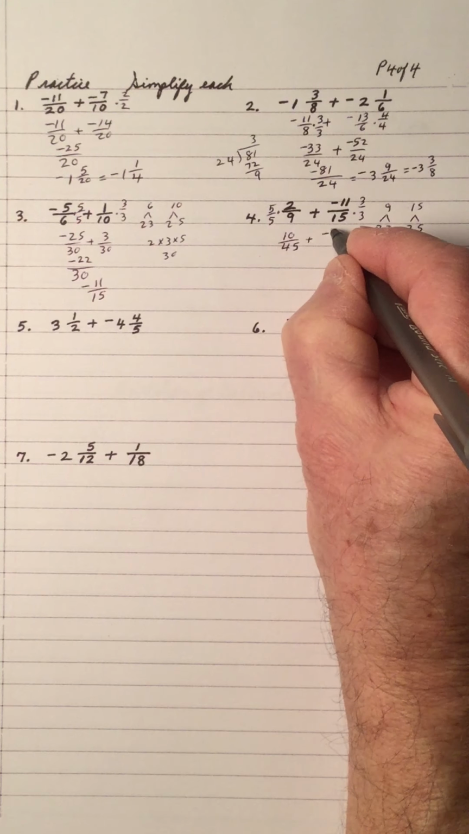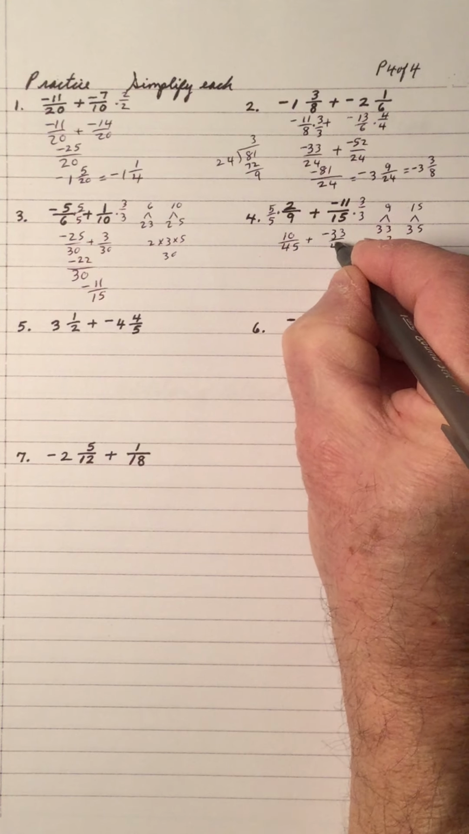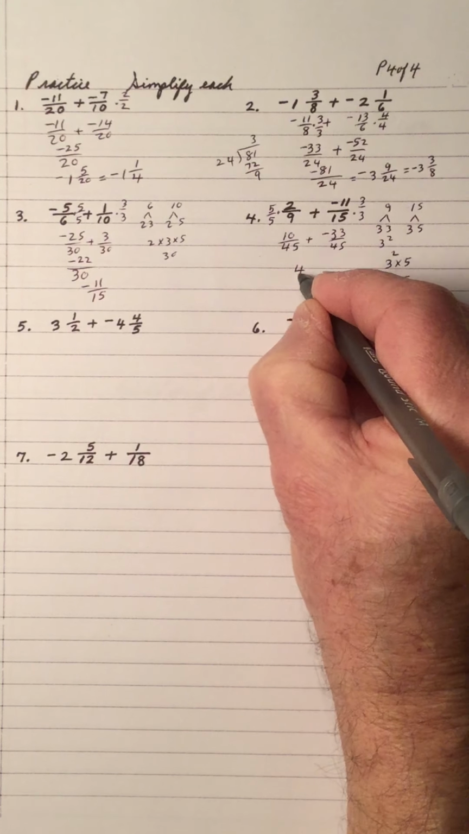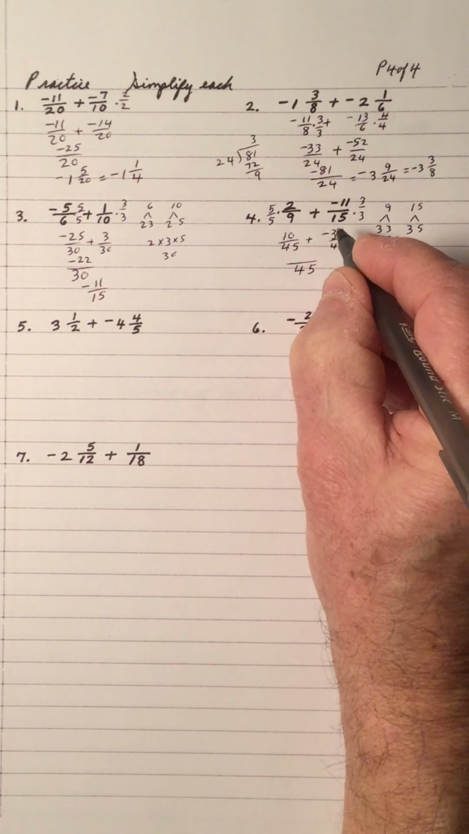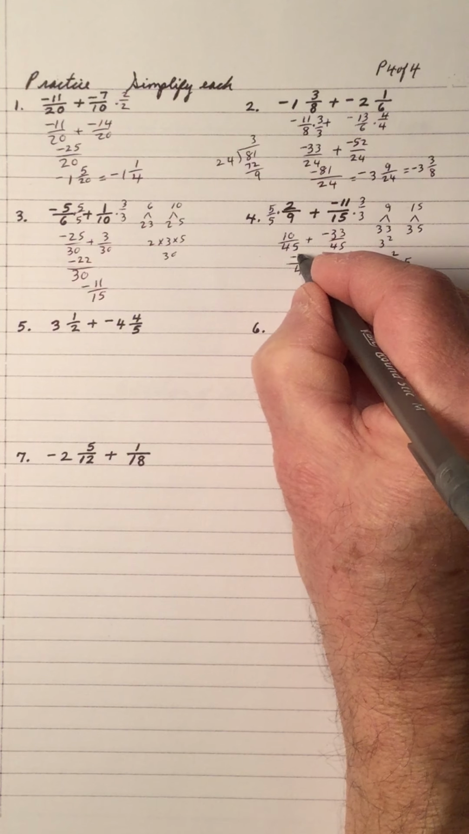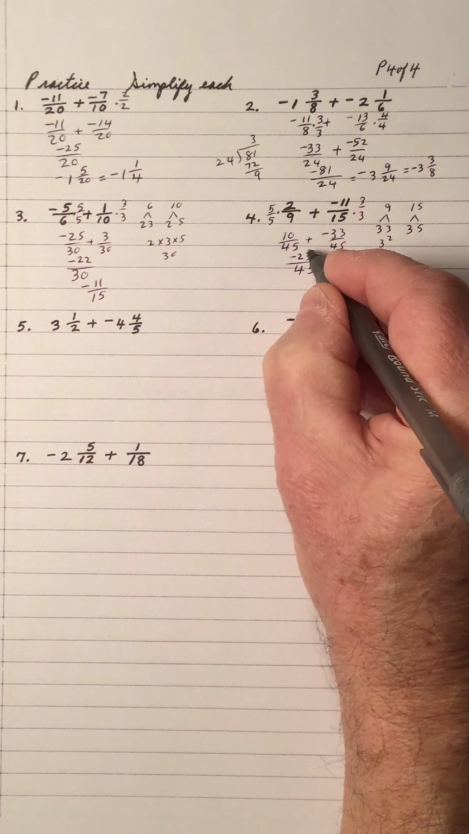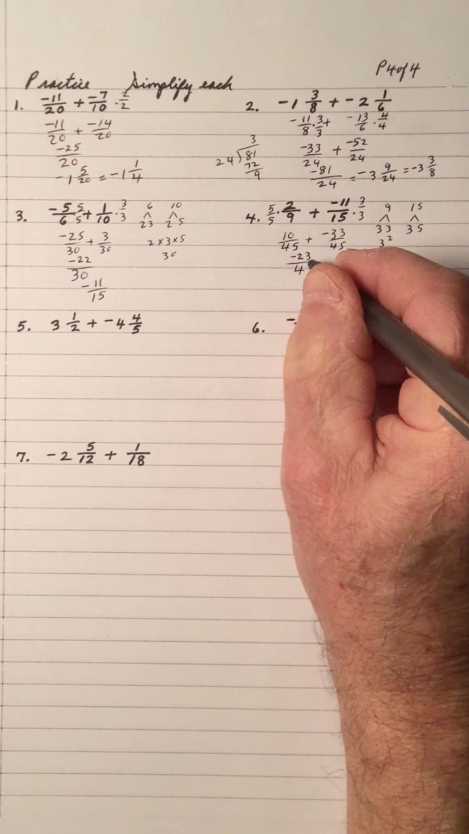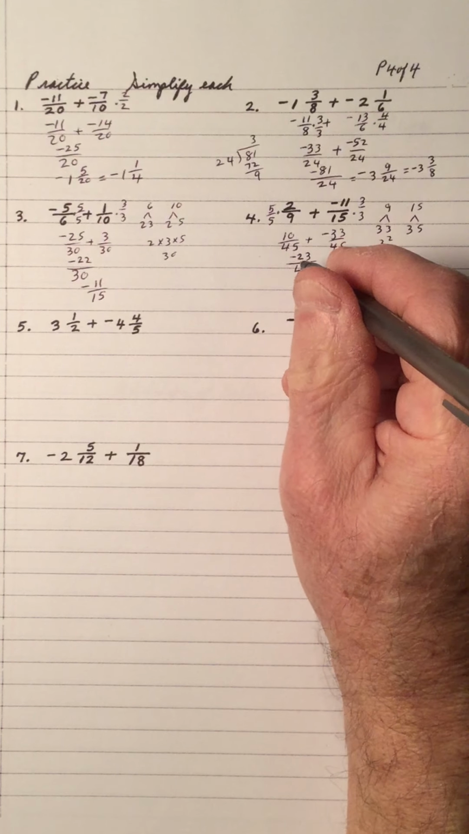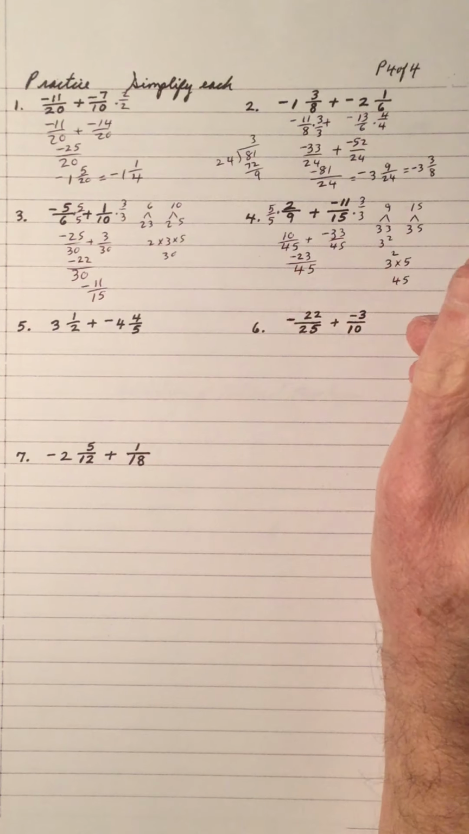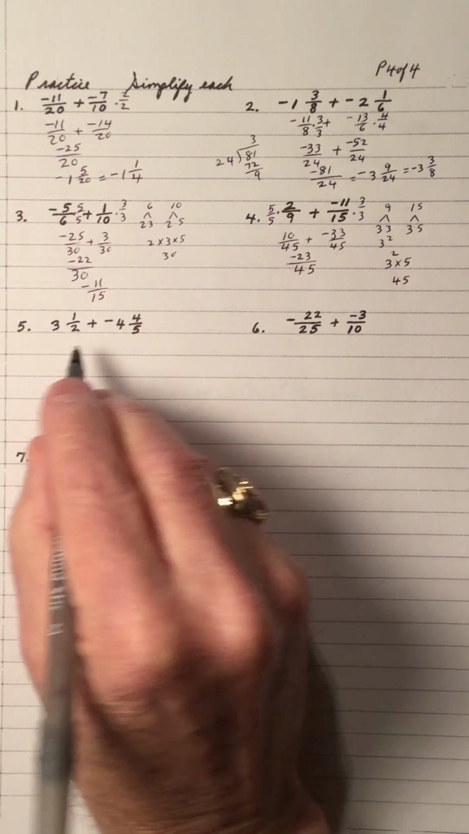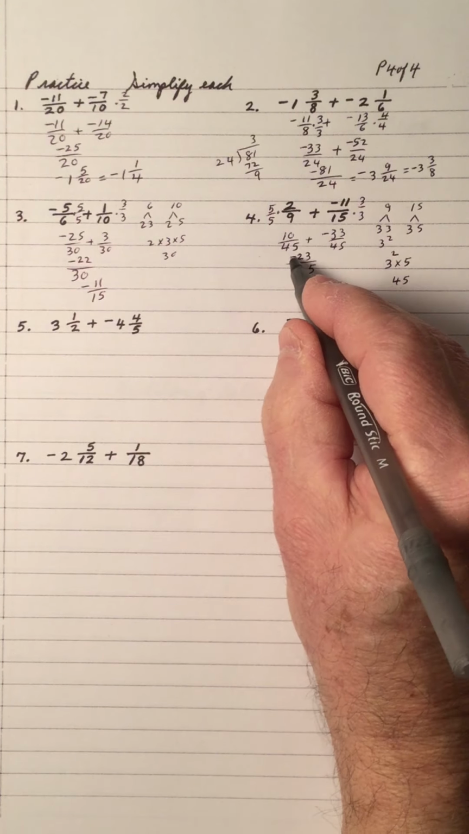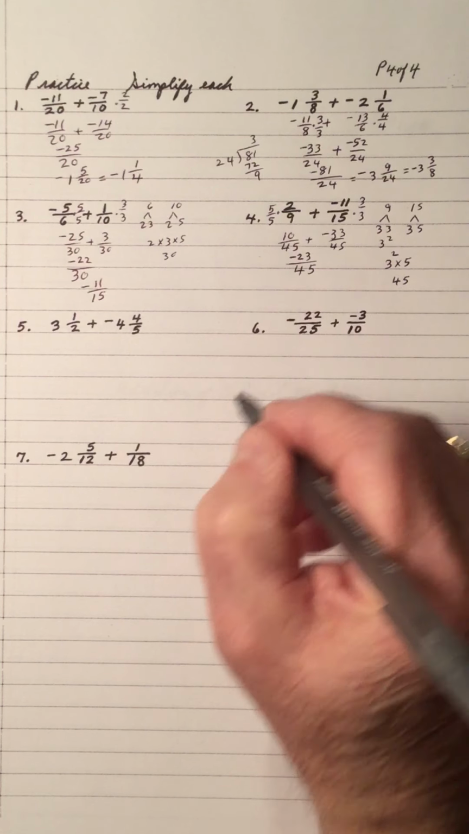Negative 11 times 3 is negative 33 over 45. Common denominator 45, write it down. Add, I get a negative 23. 23 is prime. 23 only has factors of 23 and 1. Number 5, that's fully simplified now, sorry. That's fully simplified, can't go any further.